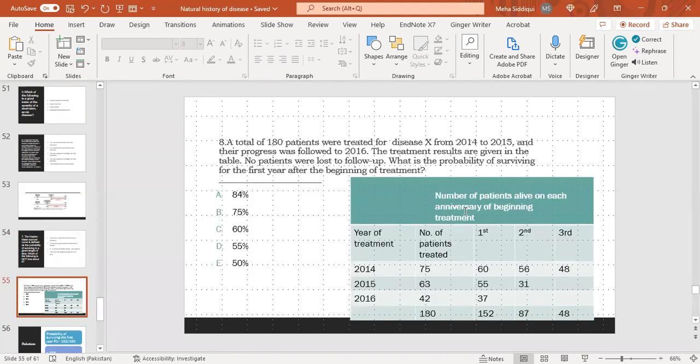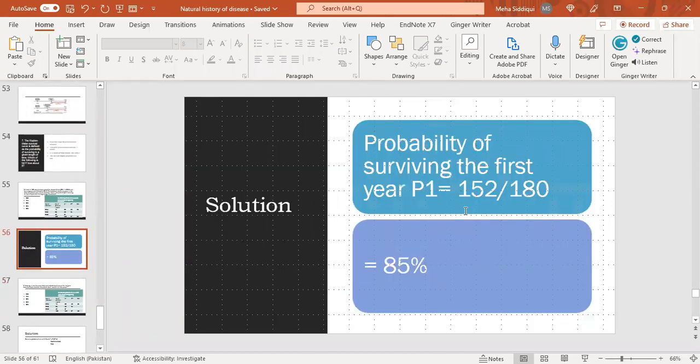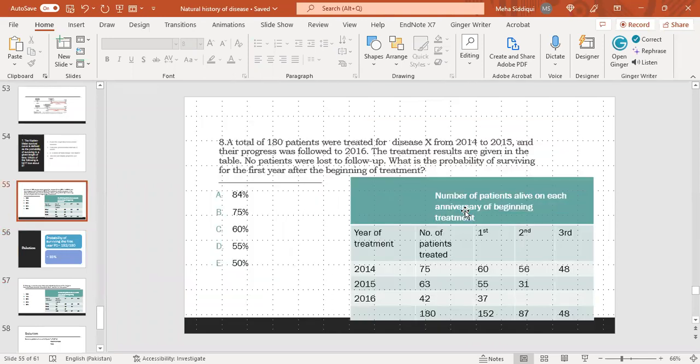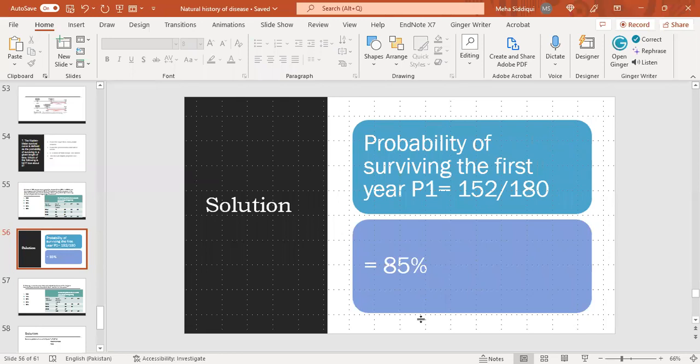MCQ number 8. A total of 180 patients were treated for disease X from 2014 to 15 and their progress was followed to 2016. The treatment results are given in the table. No patients were lost to follow-up. What is the probability of surviving for the first year after the beginning of treatment? 84%, 75, 60, 55, 50. No, it needs a little calculation. A is the right option. The probability of surviving the first year is, we can see that here we will keep 152 as numerator over 180. So 84 will be the right option.